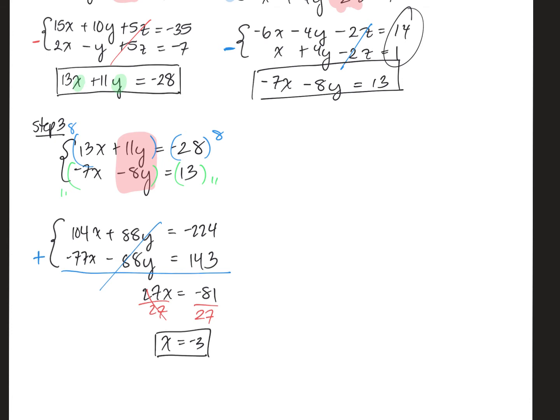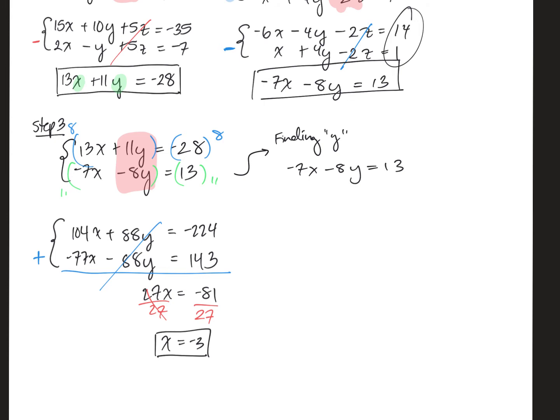So how do we find y? Well, to find y, we'll go ahead and substitute this into one of the equations. I'll pick the bottom one since it's the smaller numbers. So this is for finding y. -7x minus 8y equals 13. Once again, you could use either one. We'll go ahead and use this.